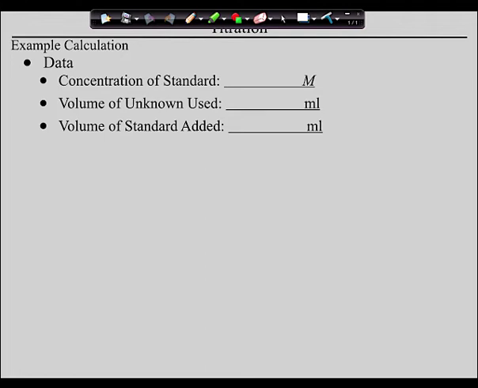So guys, this is how titration works. In order to titrate, what we've got to do is be able to measure volumes very accurately. And that's where this thing comes in.